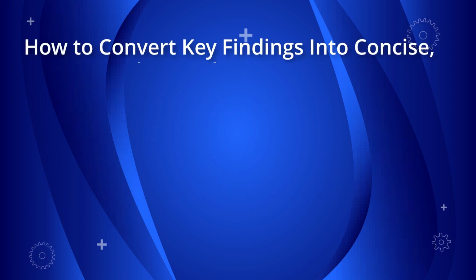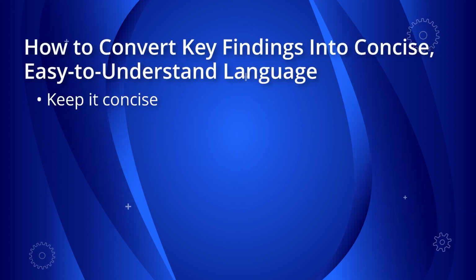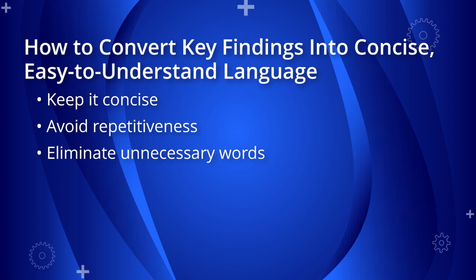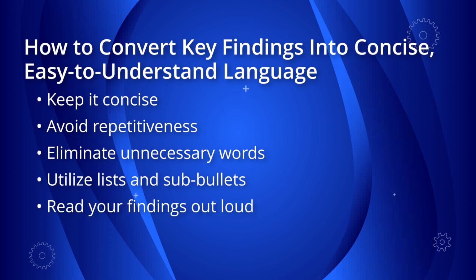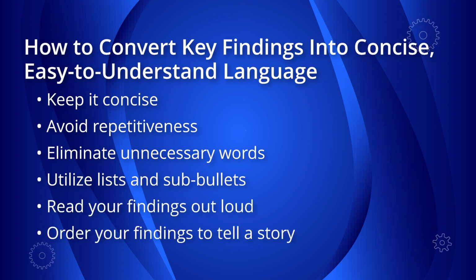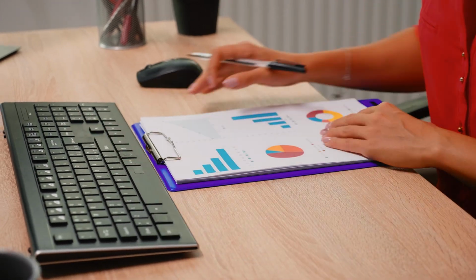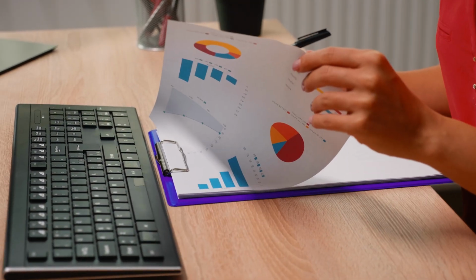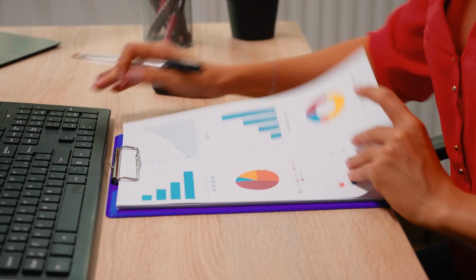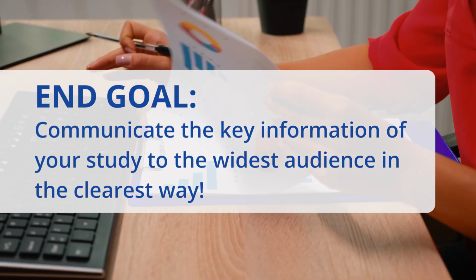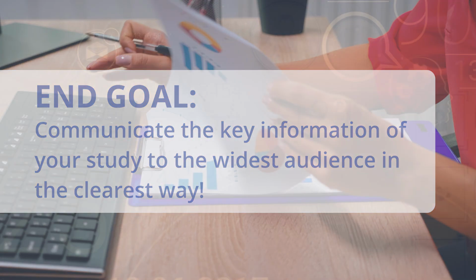Once you've selected your key findings, make sure to keep them concise, avoid repetitiveness, eliminate unnecessary words, utilize bulleted lists, read your findings out loud, and place them in an order that tells a story. Next time you are selecting and writing key findings, challenge yourself to summarize them in as few words as possible. Remember, your end goal is to communicate the key information of your study to the widest audience in the clearest way. That does it for today.